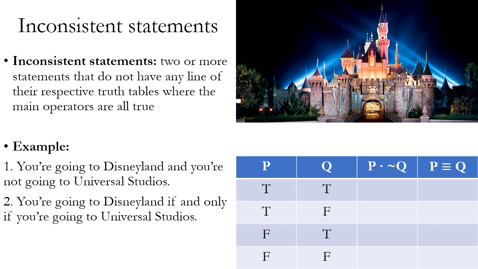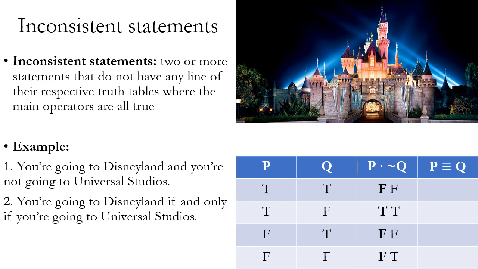You're going to Disneyland and you're not going to Universal, and you're going to Disneyland if and only if you're going to Universal. So the translation of the first one of those ordinary language statements is P dot tilde Q. So we have a conjunction, a dot, where one of the conjuncts, the second one, is a negation. It has a tilde. You're not going to Universal. The next ordinary language statement has the phrase if and only if, which is an indicator for the triple bar or the biconditional. So let's fill in the truth table for the first of those compound statements, P dot tilde Q.